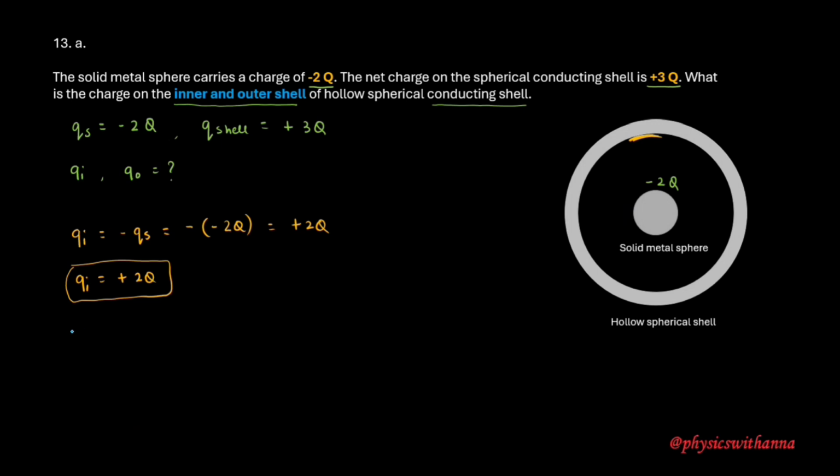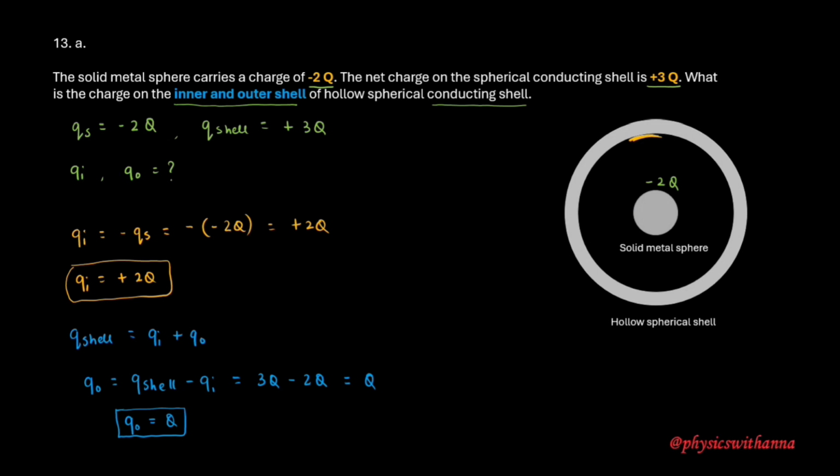Now we can write the total charge on the shell, Q shell, to be equal to the sum of the charge on the inner surface plus the outer surface. And I can find the charge on the outer surface by subtracting these two. So we write Q on the outer surface equals Q shell minus Qi. Total charge on the shell is 3q minus the charge on the inner surface, 2q. And when you solve this, you get the charge on the outer surface to be equal to q. So we get Q outer to be equal to q.